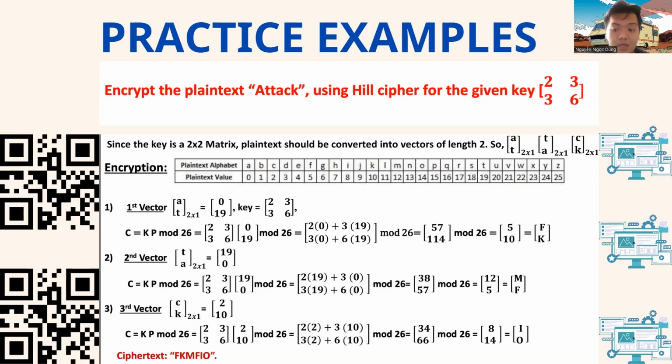Similarly, with the second vector we got M and F, and likewise for the third vector we got I and O. So the whole ciphertext is FK, MF, IO.